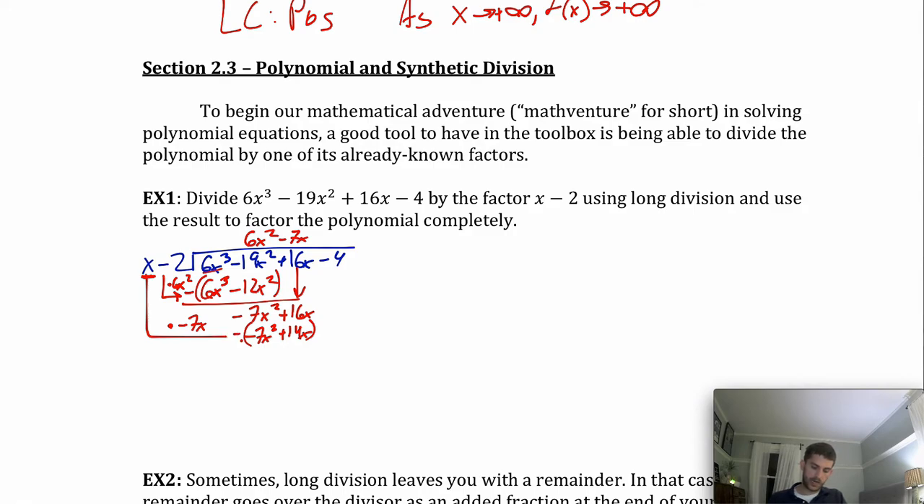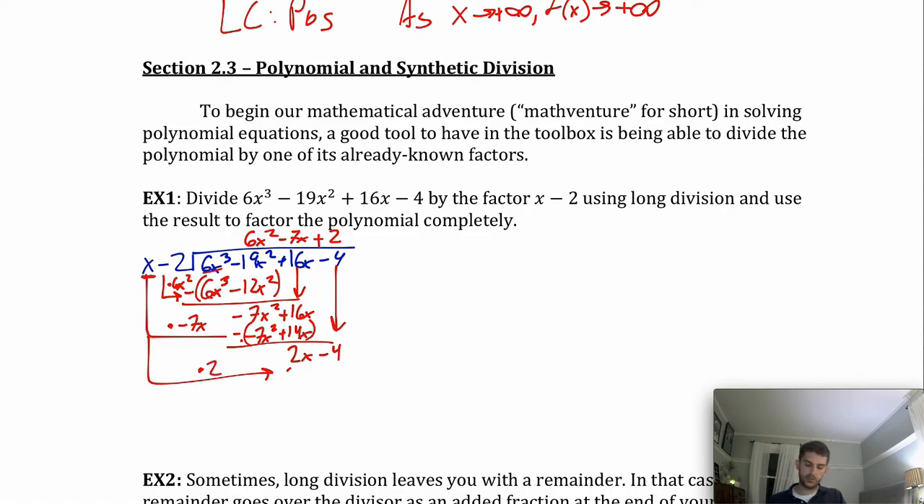So we're going to subtract negative 7x squared and 14x from the other group. So negative 7x squared minus negative 7x squared cancels out. 16x minus 14x gives us 2x. And now we're going to bring down that last negative 4. So now we're going to say x times what gives us that 2x, or 2x divided by x gives us 2. So we're going to take all of x minus 2 and multiply it by 2.